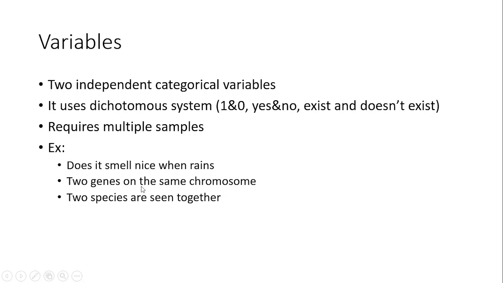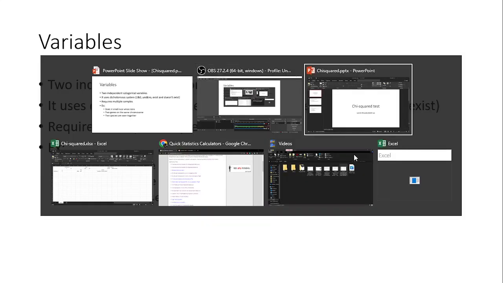Similar with this one, two genes on the same chromosome. Does the chromosome exist or doesn't it exist? Since there are two, it's two categorical independent variables. Or two species of plants or animals that are seen together or not seen together. I will explain better with Excel.